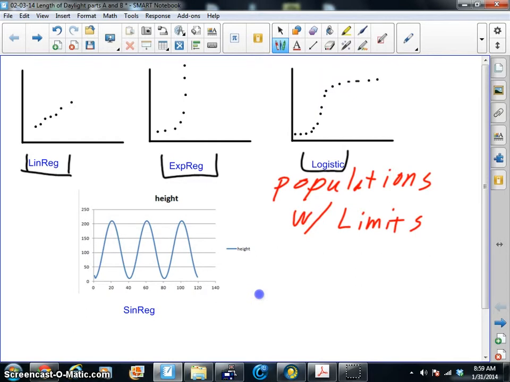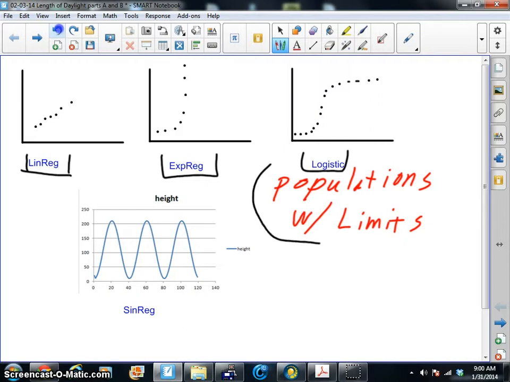If you see right here under the first one, linear regression, you see a line with the dots. With the exponential regression, you see an exponential progression of the data, where it keeps on going up and up. And logistic starts out slow, goes up exponentially, but then it tapers off and we reach this apex where it just starts coasting and doesn't get any larger than a certain amount. That's populations with limits.